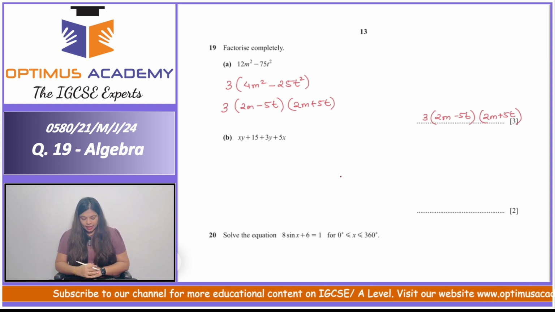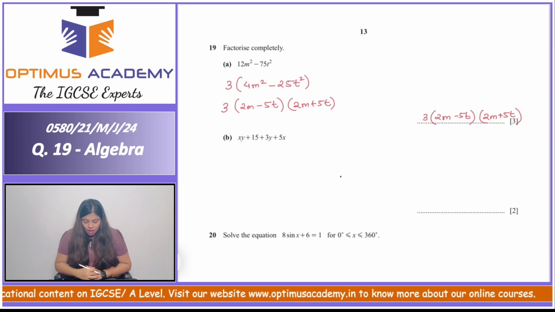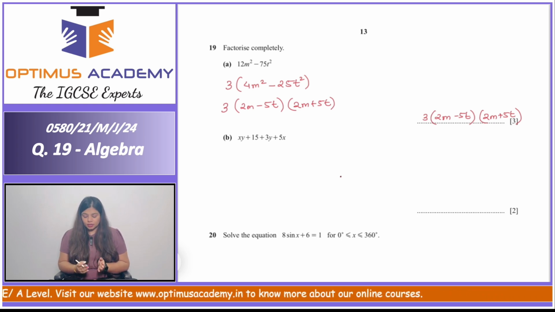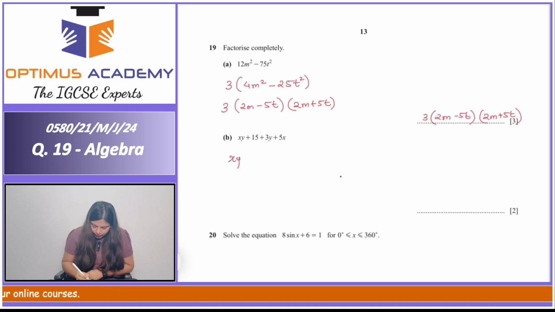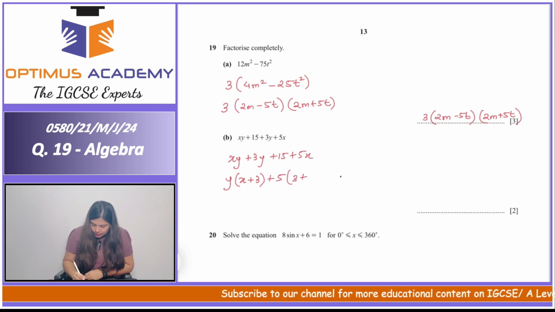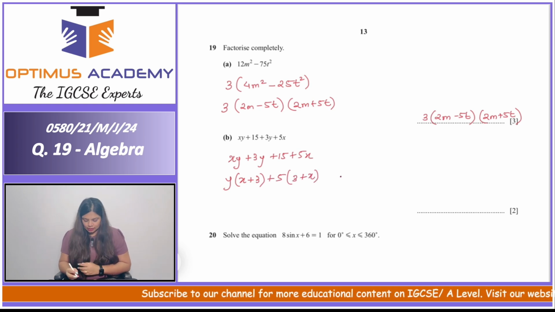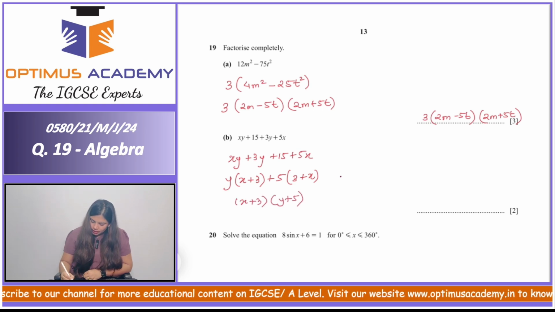B part, they have given xy plus 15 plus 3y plus 5x as the 4 terms. In factorize, when we have to take common, here the first term and the second term have nothing in common. So we're going to rearrange the terms as xy plus 3y plus 15 plus 5x. Taking y common, we get x plus 3 plus 5, 3 plus x. So if you see, both the brackets are the same and we can write them as x plus 3 and y plus 5 as the final answer.